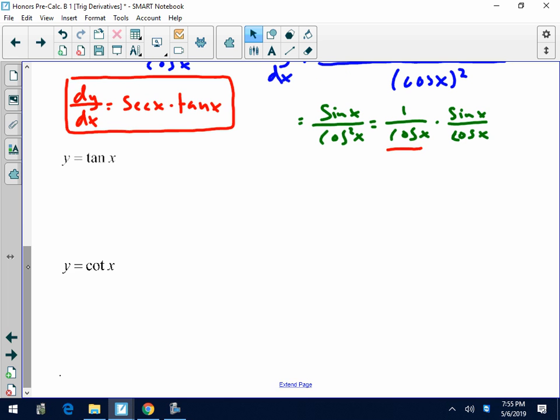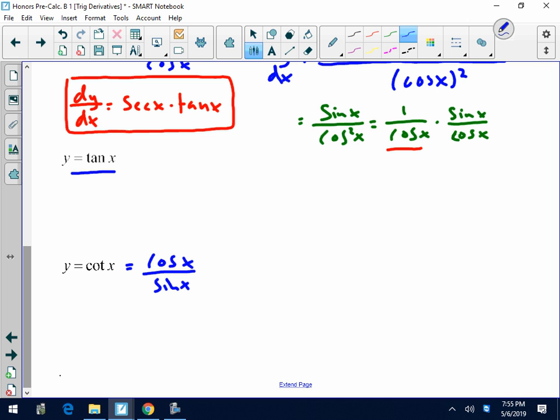Now we're going to take a look at determining the derivatives of tan and cotan. I'm going to go ahead and do cotan, and then I'm going to let you guys do tan. So with cotan, we can say that cotan can be written as cosine x over sine x. And here again, we can take the derivative with the quotient rule.